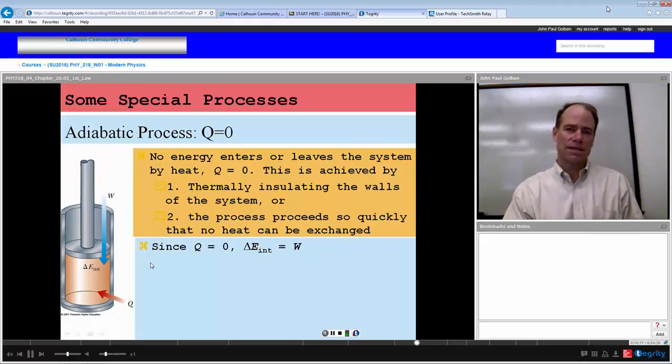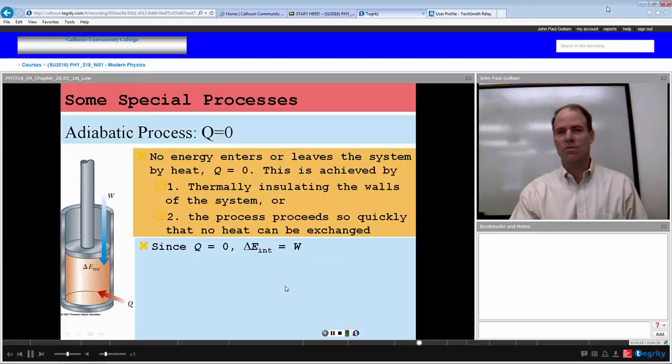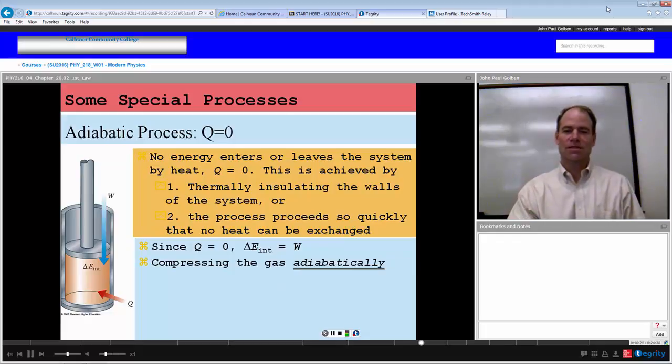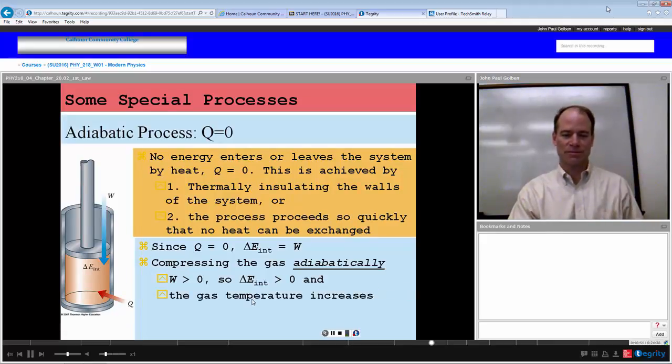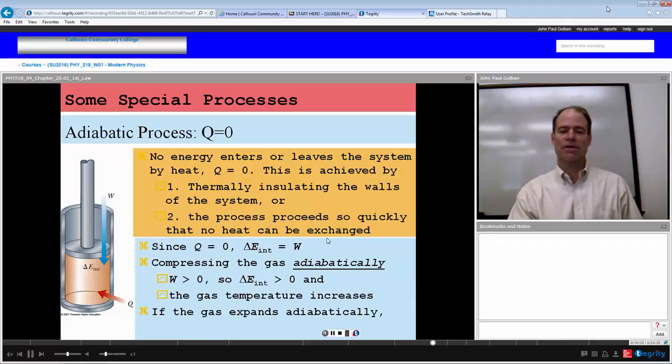Since the heat added to the system is equal to 0, our change in energy by the first law will simply be equal to the work done on the system. So if you compress a gas adiabatically, doing positive work on the system, all that energy of the work will go into the internal energy of the system. Work will be greater than 0, and your change in internal energy will be greater than 0. The energy of your system will go up, and since the energy of your system is proportional to your temperature, the temperature will go up. So the gas temperature will go up.